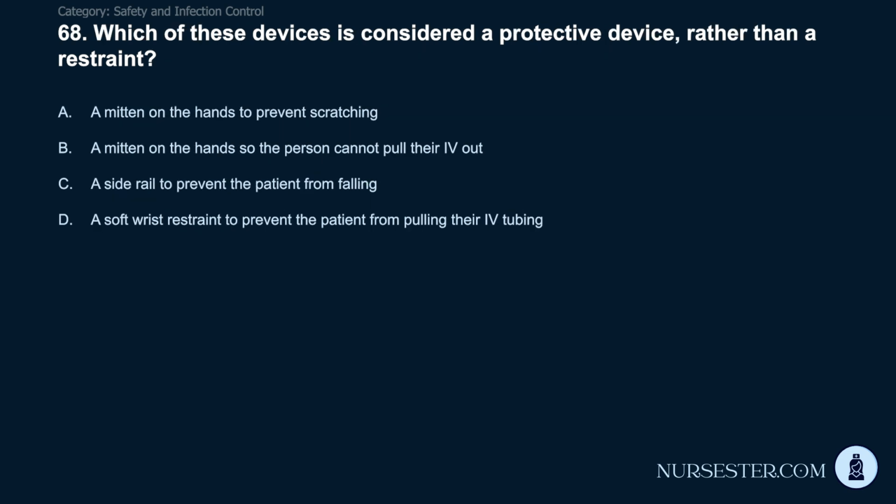68. Which of these devices is considered a protective device, rather than a restraint? A. A mitten on the hands to prevent scratching. B. A mitten on the hands so the person cannot pull their IV out. C. A side rail to prevent the patient from falling. D. A soft wrist restraint to prevent the patient from pulling their IV tubing. Correct answer, A. A mitten on the hands to prevent scratching.